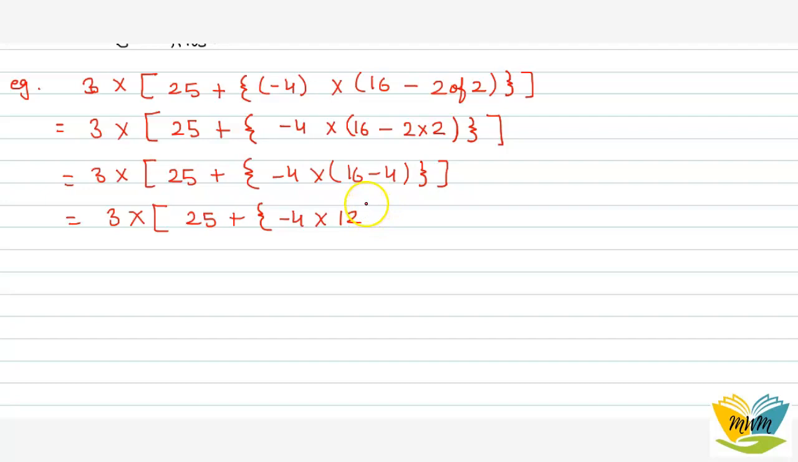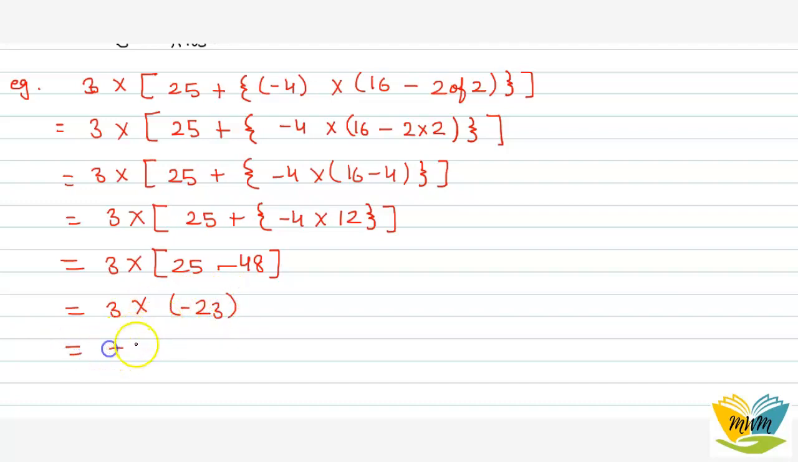After solving small bracket, we will open this curl bracket. Now 3 multiply 25 minus 4 when multiplied with 12 give minus 48. So plus minus minus we get minus 48. Now we will simplify 25 minus 48 and get minus 23. Now we will multiply 3 with minus 23 and get minus 69 as our answer.